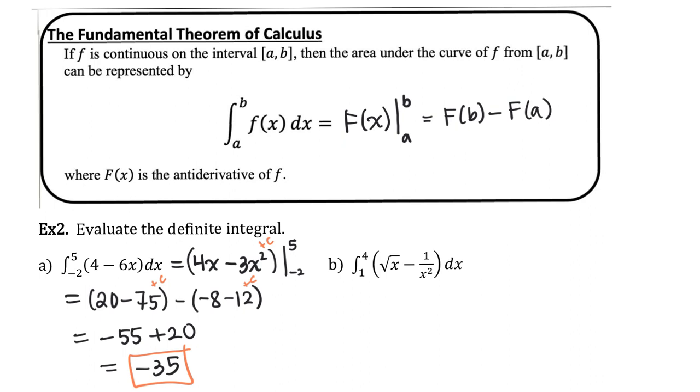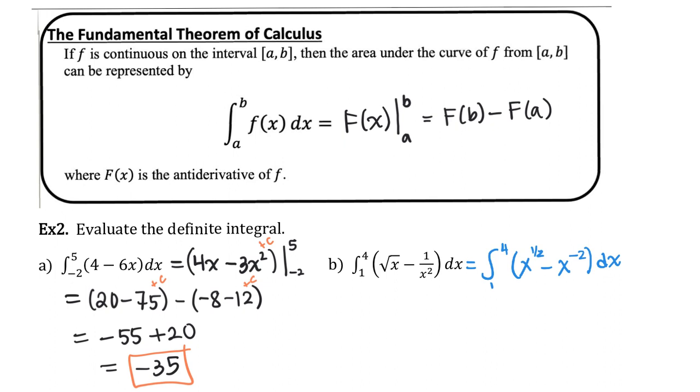Okay, let's look at another one. The integral from 1 to 4 of root x minus 1 over x squared. I'm going to rewrite this exponentially. So let's do it from 1 to 4. I'm just going to write this as x to the 1/2 minus x to the negative 2.